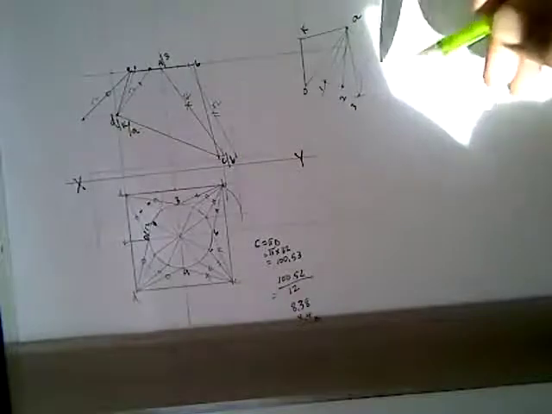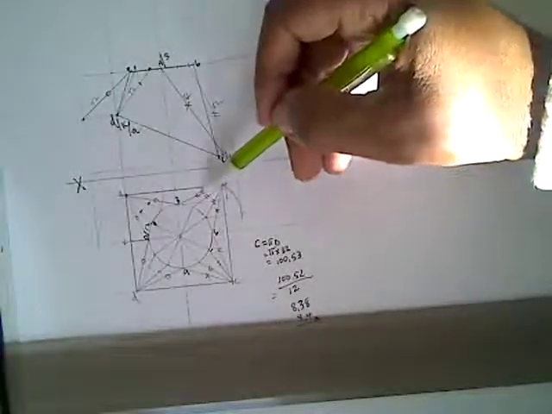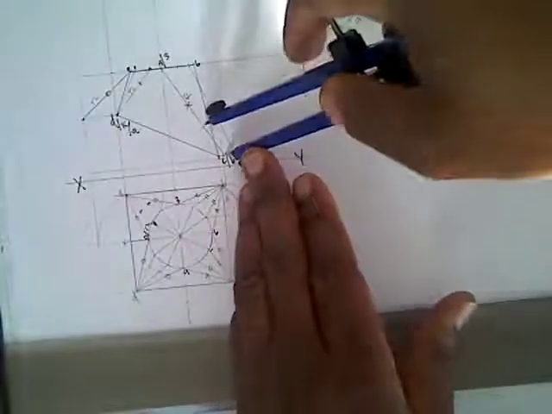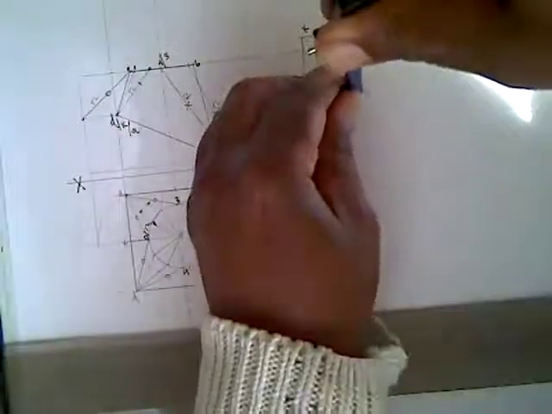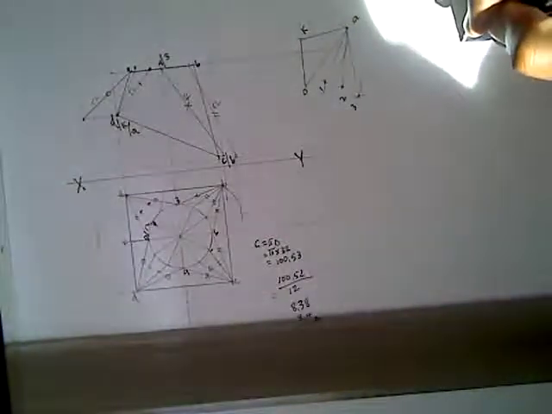Now, from 3 we must move from 3 to B. 3 to B is the one which is marked X. The one that is marked X, its true length is this one. From 3 to B, it is that one. So I will locate my B here. My B is here. Then I join.